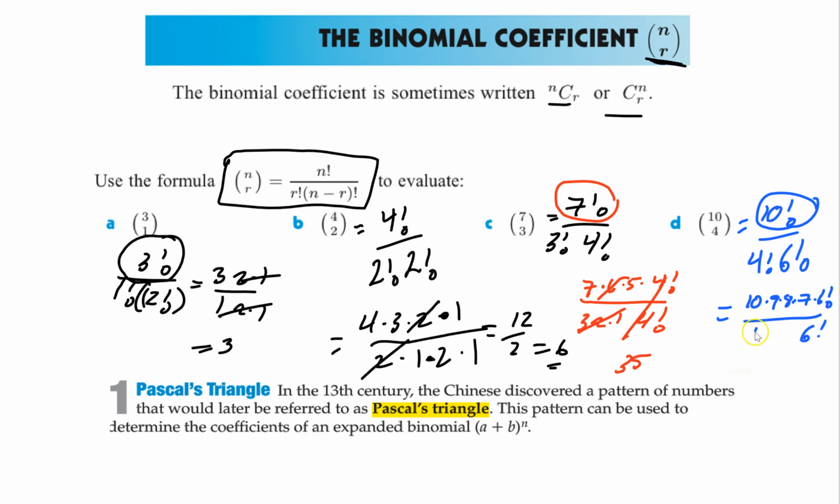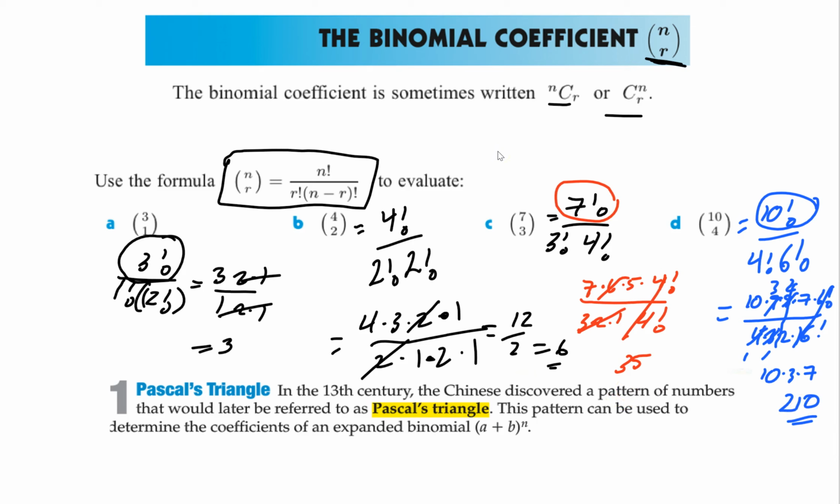4 factorial I could just write as 4 times 3 times 2 times 1. These cancel. So then here you have to simplify a little bit. 8 and 4 reduce. 2 and 2 cancel out. And then 3 and 9 reduce a little bit. And I get 10 times 3 times 7. 21 times 10 is 210. So that's how you do that without a calculator. That's how you do it by hand, I should say.